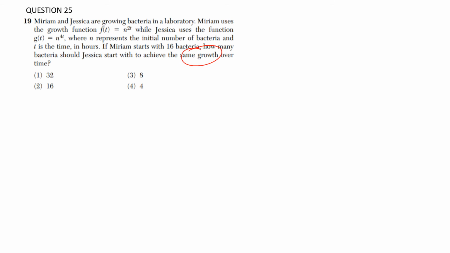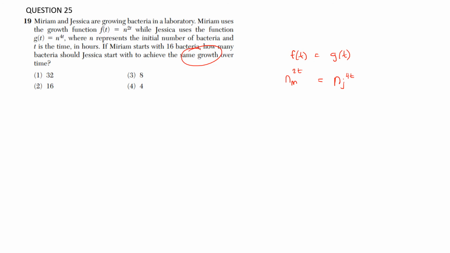So basically what we're trying to do is just set them equal to each other. These are the growth functions. So we can just say f of t should equal g of t, right? You want to achieve the same growth, the same number of bacteria growing. And so f of t we have is n to the 2t. I will call this nj because that's the number of bacteria that Jessica will start with. And then in f, I'm sorry, that Miriam starts with, so this should be an m. Here's nm, the initial number that Miriam starts with, and then g of t, nj, that's Jessica, to the 4t.